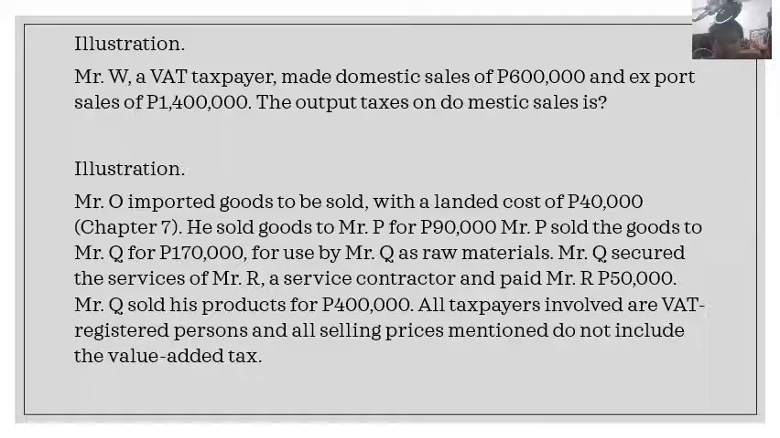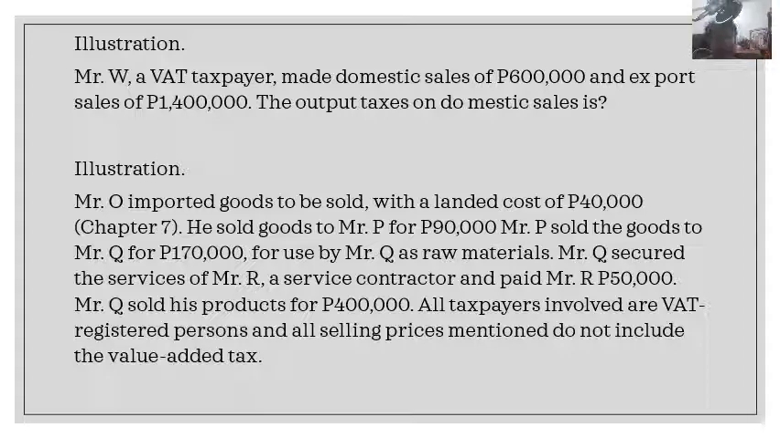Tapos, anong nangyari? Mr. Q secured the services of Mr. R as a service contractor and paid Mr. R 50,000. And then, Mr. Q sold 400,000. Pataas na ng pataas. So, si Mr. Q, binenta ulit niya yung goods ng 400,000. So, ang output tax, sa pagbenta ni Mr. Q ay 12% times 400,000 equals 48,000.